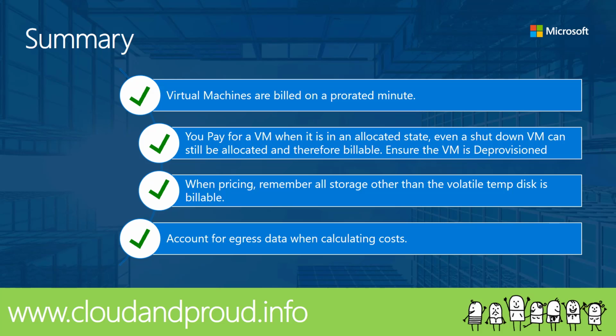In today's session, we've looked at how to size and price an IaaS solution in addition to understanding the technologies involved. As we wind down the course, I would ask you to remember the following key takeaways. That is, virtual machines are built on a prorated minute. You pay for a VM when it's in an allocated state. Even a shutdown VM can still be allocated and therefore billable. We need to ensure, therefore, that a VM is in a deprovisioned state when not being used. When pricing, remember all storage other than the volatile temp disk is billable, and we should account for egress data when calculating costs. So in our next session, we will look at building our solution for Contoso.